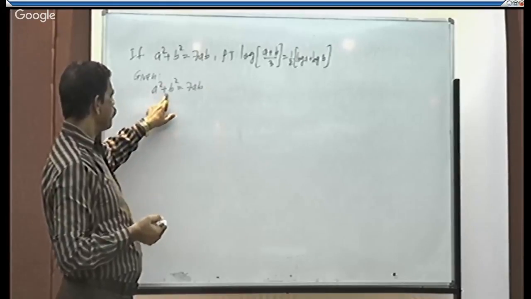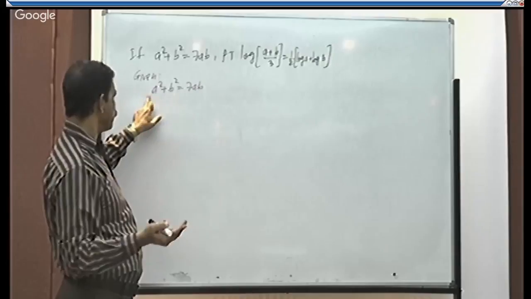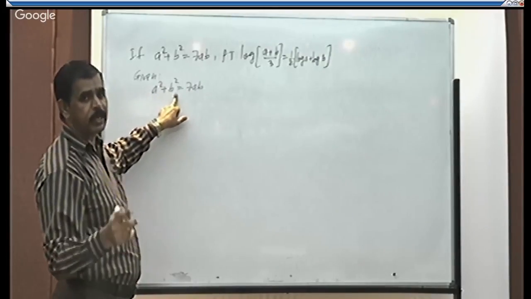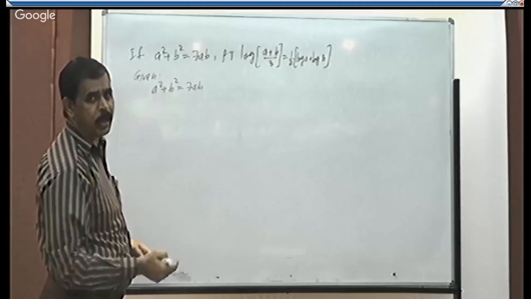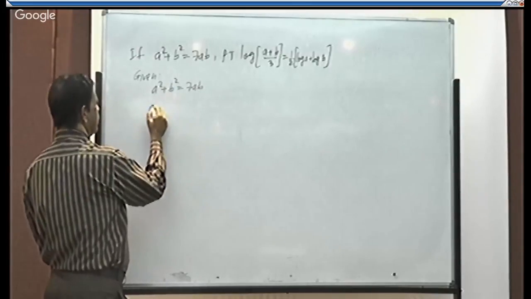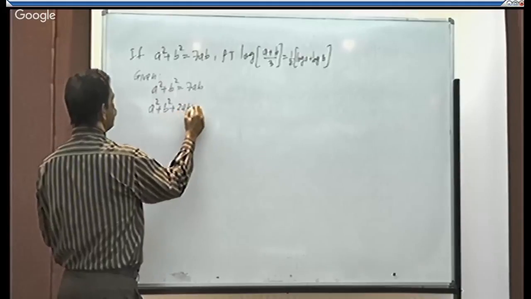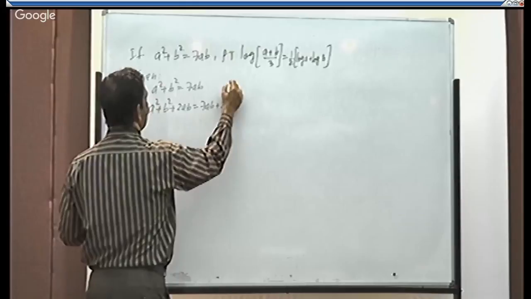a² + b² + 2ab becomes a formula, right? That's why I am adding 2ab on either side. a² + b² + 2ab is equal to 7ab + 2ab.